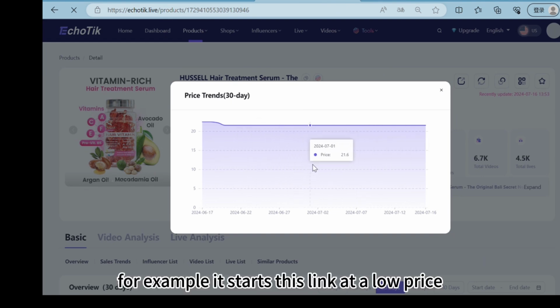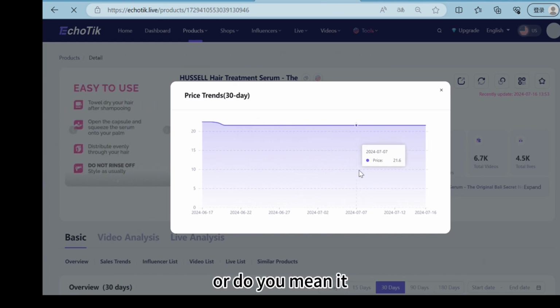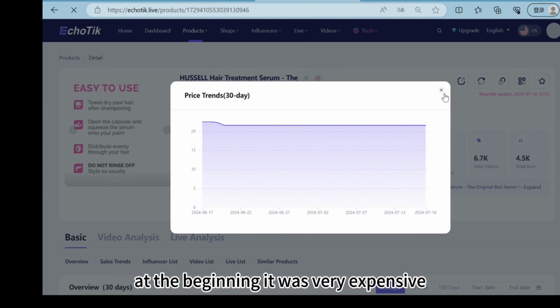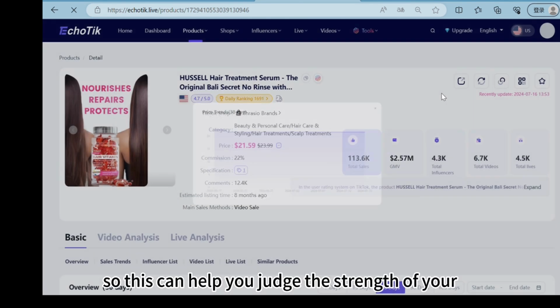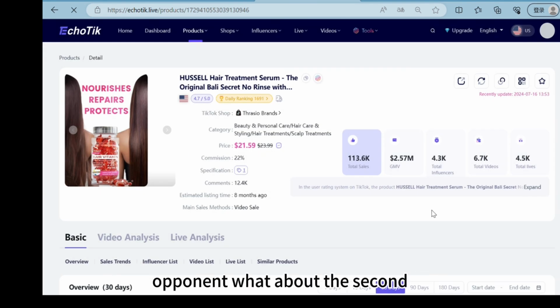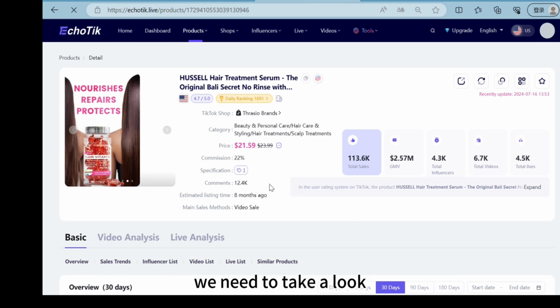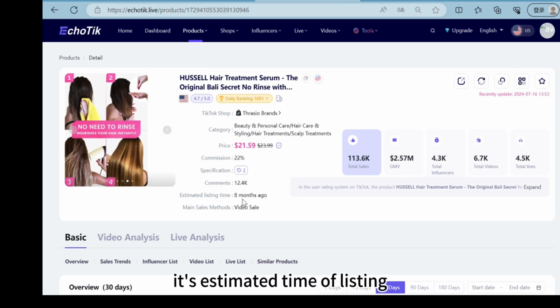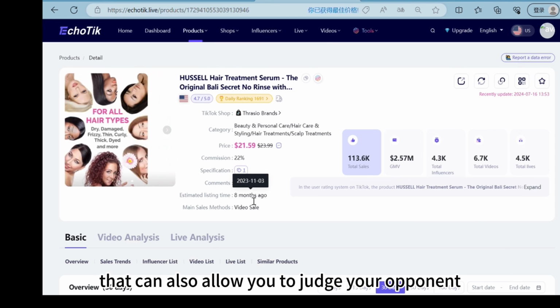For example, it starts this link at a low price, or at the beginning it was very expensive. This can help you judge the strength of your opponent. The second thing we need to look at is its estimated listing time, when this product was launched. That can also allow you to judge your opponent.